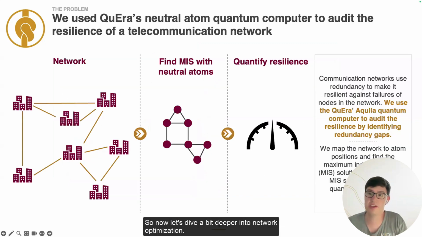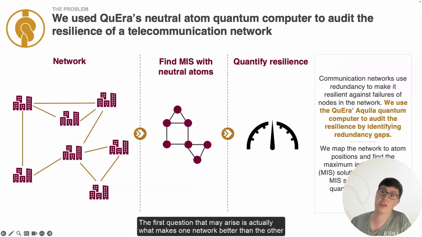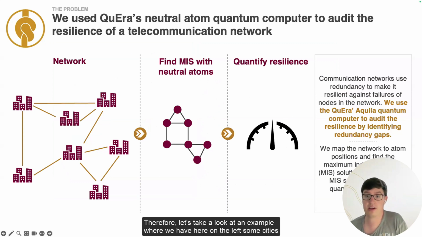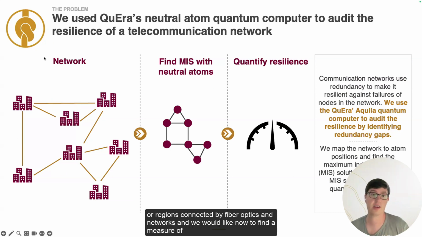So now let's dive a bit deeper into network optimization. The first question that may arise is what makes one network better than the other one, and how to optimize this. Therefore, let's take a look at an example where we have here on the left some cities or regions connected by fiber optics and networks.